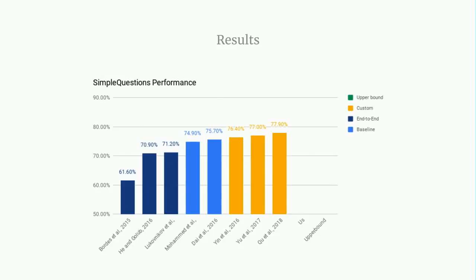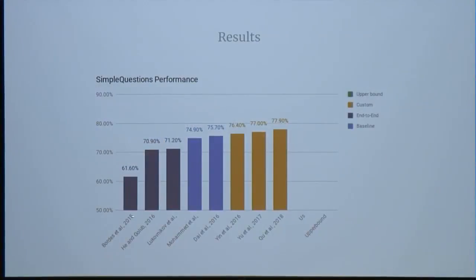So these are the past results. A lot of research has been done on this, and Bordes et al. introduced this data set. To give you a little bit of history here, the first work done on this was primarily trying to do an end-to-end method, so looking at one model that can do both relation and subject classification.